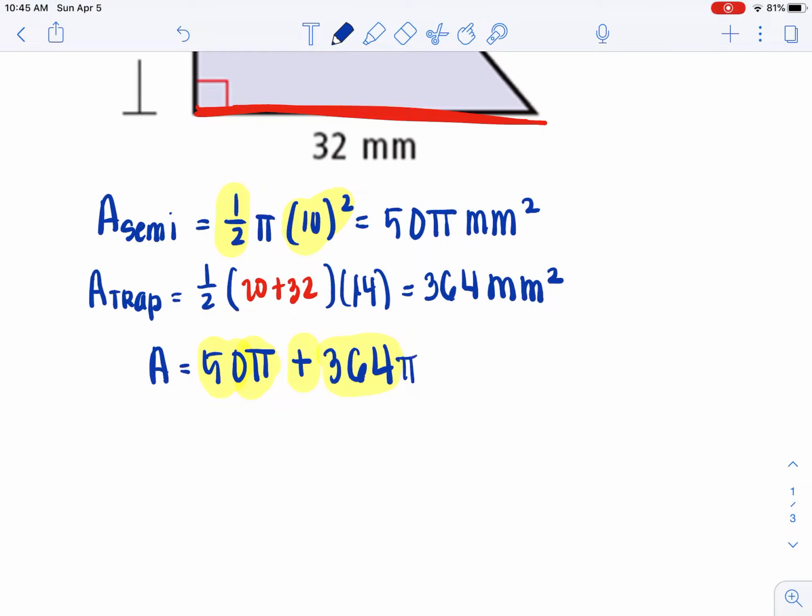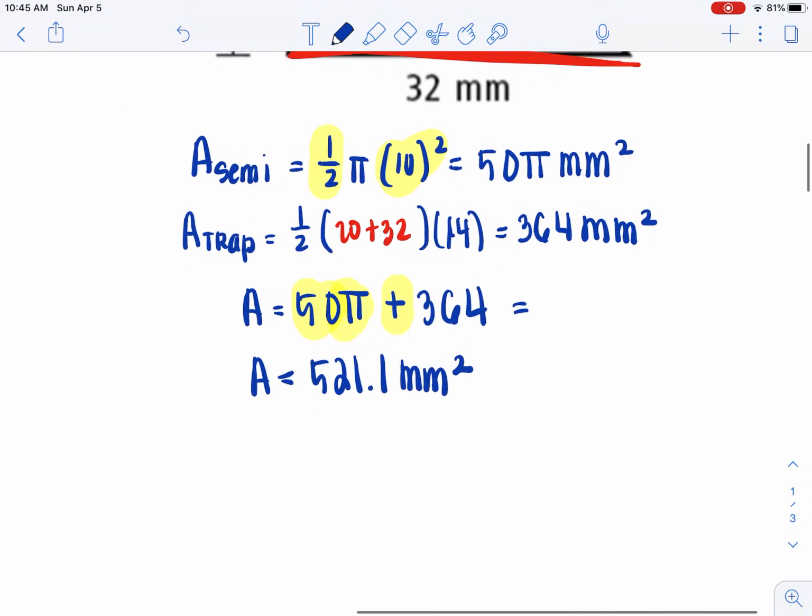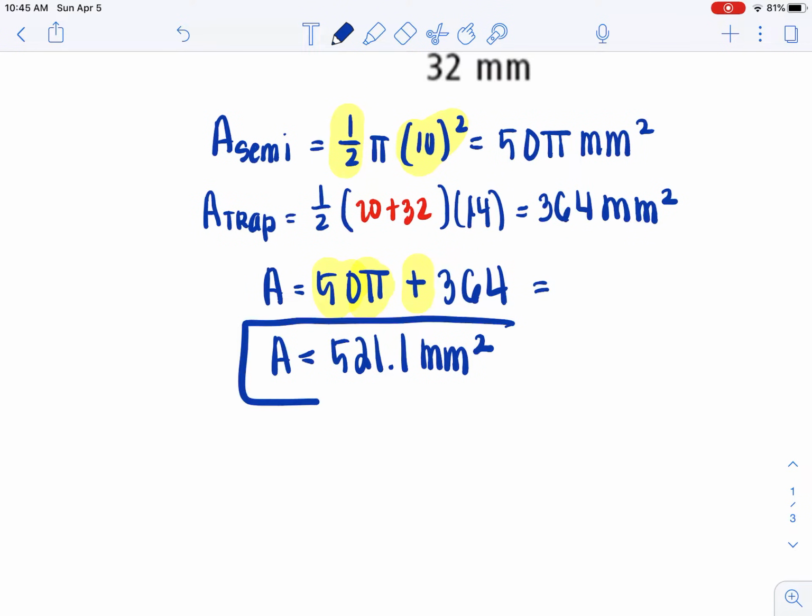Okay, if this was 50 pi plus 364 pi, then I would add those two first. I would say, okay, what's 50 plus 364? But this doesn't have a pi on it, so I'm just going to pop it all into my calculator. All right, and you should get that the area is 521.1 millimeters squared.